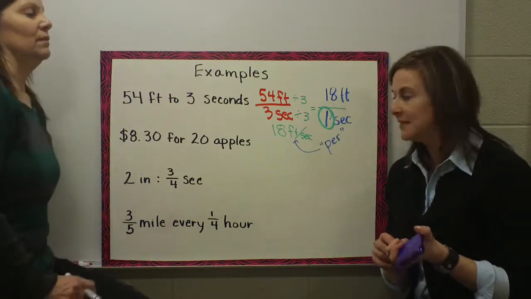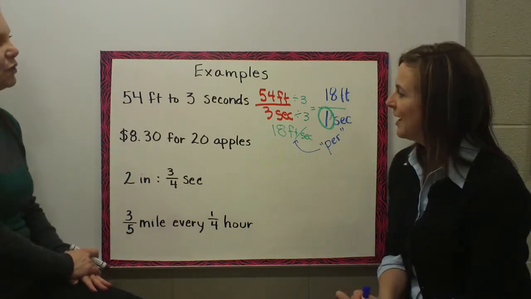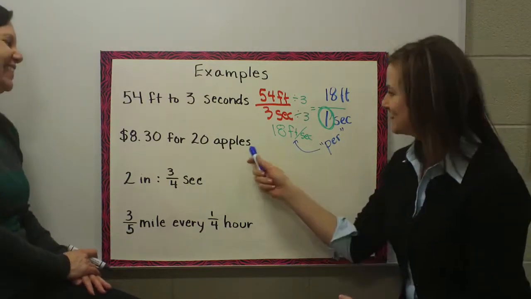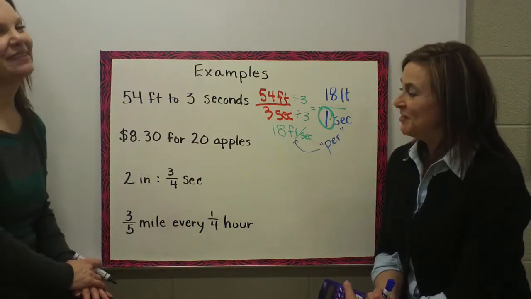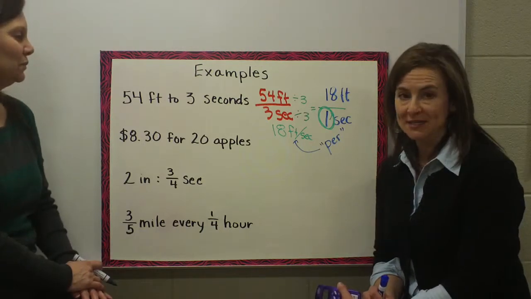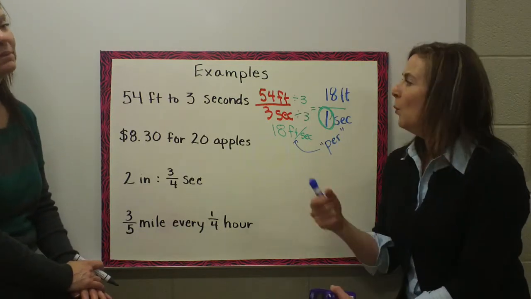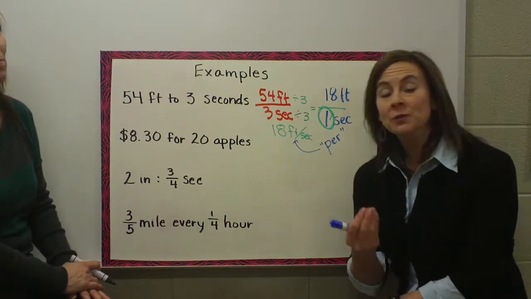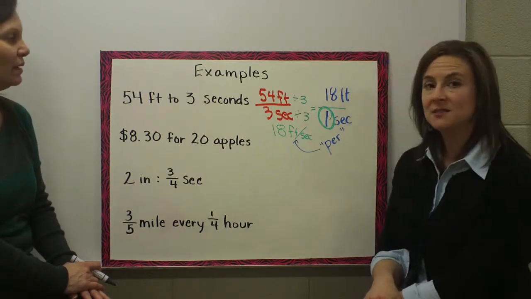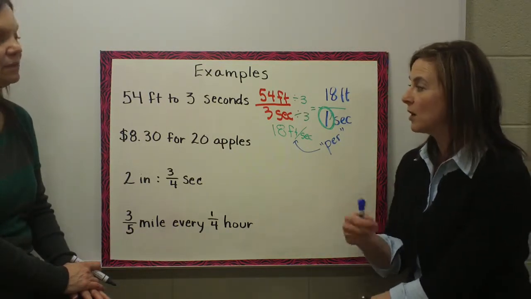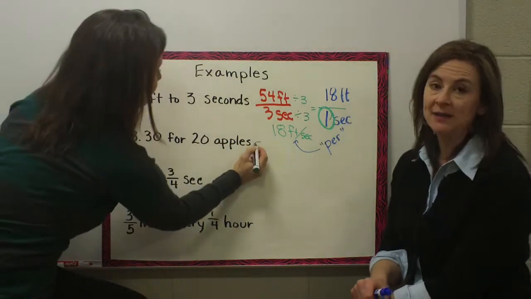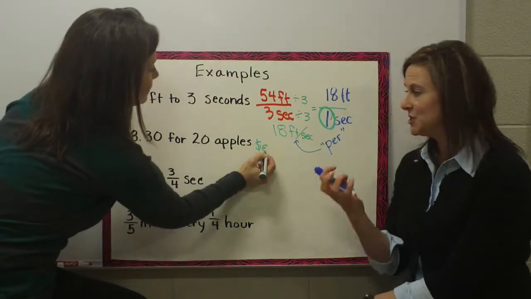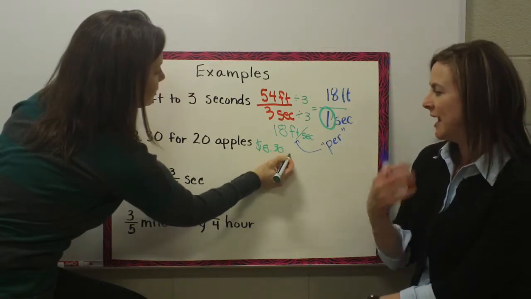Let's take a look at our second example. We are going to the grocery store. Oh, good. We need to get some caramel. $8.30 for 20 apples. Now, when we are looking for a unit rate, remember we're trying to find out what it would be for 1. And so in this case, we are comparing money to an amount of apples.